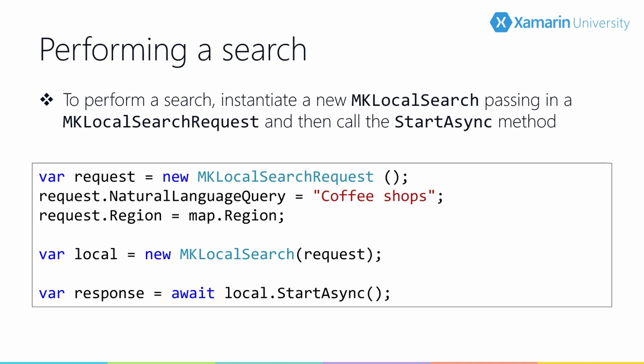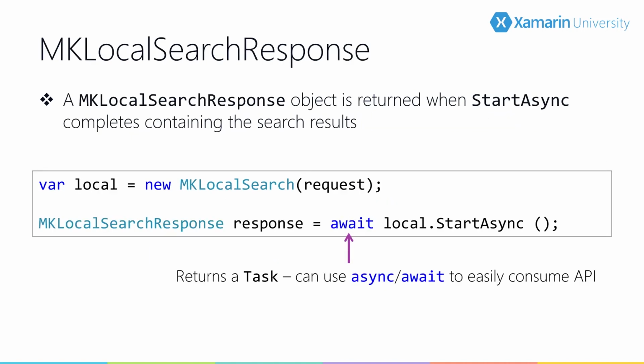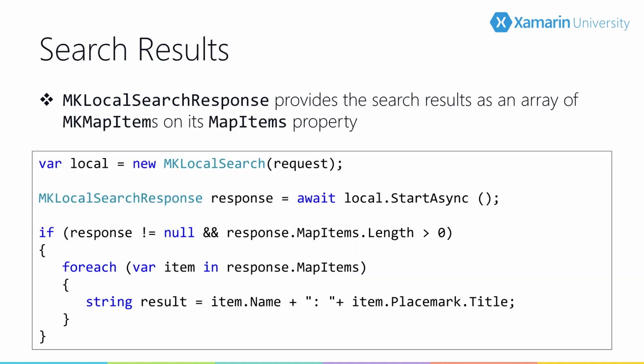To perform the search, instantiate an MKLocalSearch object, pass in the search request object as a constructor parameter, and then call the StartAsync method. The StartAsync method returns a task and should be awaited. The search results are exposed as an MKLocalSearchResponse object. The response contains a property called MapItems, which contains exactly what it sounds like, a list of map items. The MapItem object contains the detailed information about each search result location.